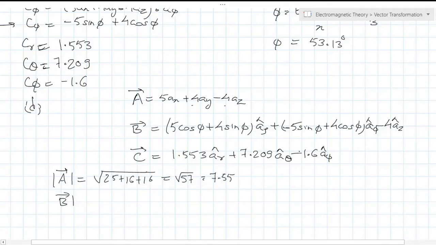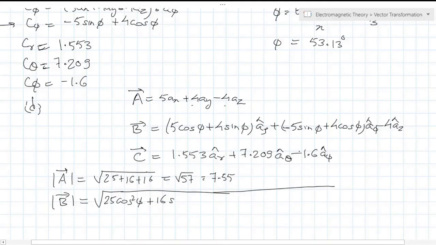The magnitude of B, you will see, looks tough but it is very easy. So let us do it quickly, and I hope that you will do it yourself and understand also. So it will be 25 cos square phi plus 16 sin square phi plus 5 times 4 is 20, and then this 20 is multiplied by 2, so it will be 40 cos phi sin theta.